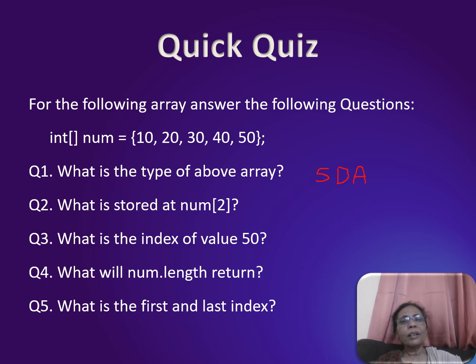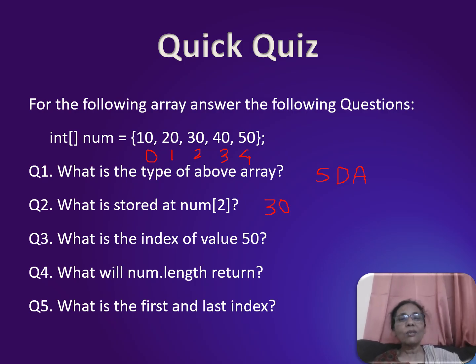What is stored at num of 2? So this is num of 0. This is num of 1. This is num of 2. This is num of 3. And this is num of 4. So what is stored at num of 2? So num of 2 is 30. So the answer to this question is 30.